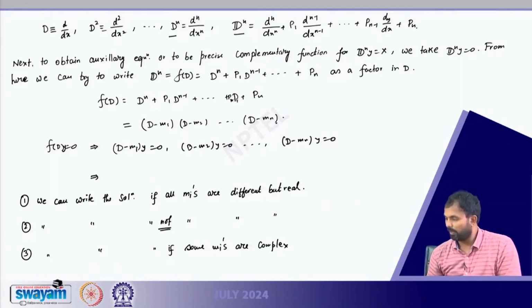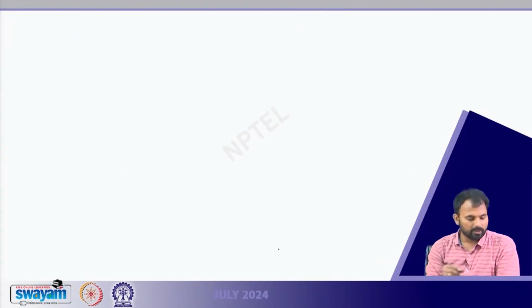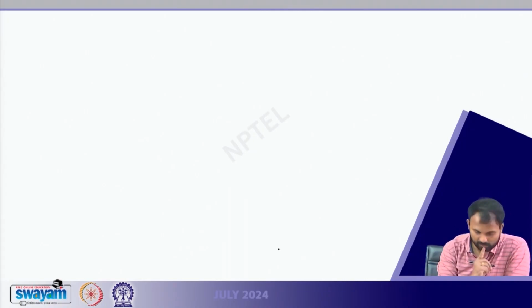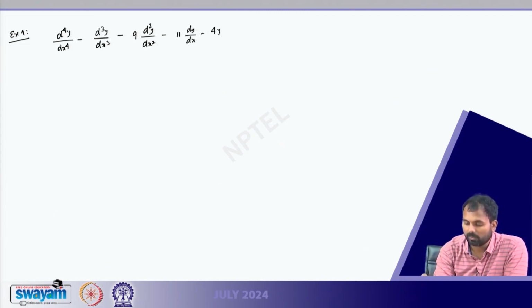And let us solve one example before we move to the particular integral part. So let me take one example of this type. d4y by dx4 minus d3y by dx cubed minus 9 d squared y by dx squared minus 11 dy/dx minus 4y equals 0. So, solution.